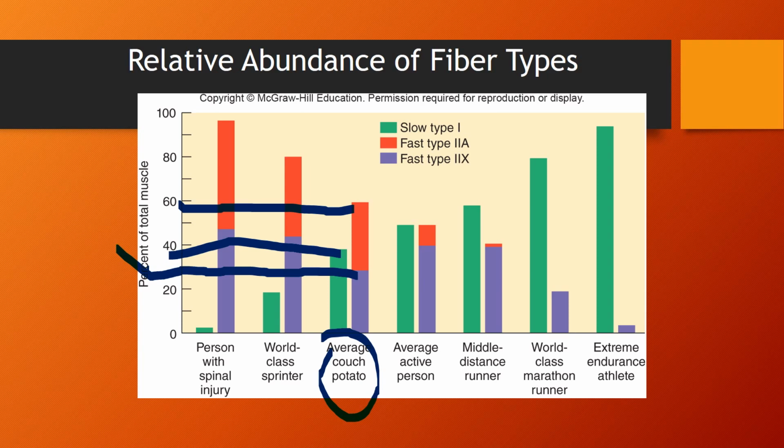However, let's look at an extreme endurance athlete here. So a lot more of the type 1 slow type, but then look here, we're having fewer of that fast type 2 fiber. World-class marathon runner, so similar here. Lack of those intermediate fibers is what we're seeing. However, a higher percentage of the fast type 2X fiber.